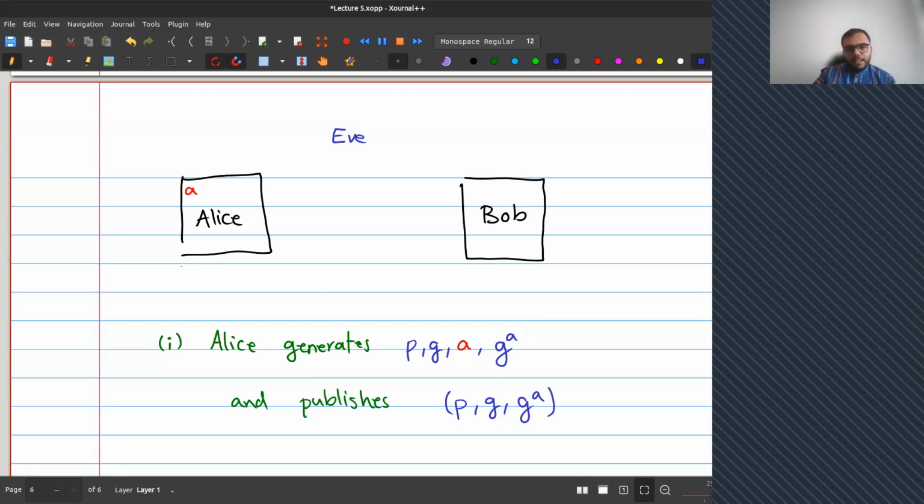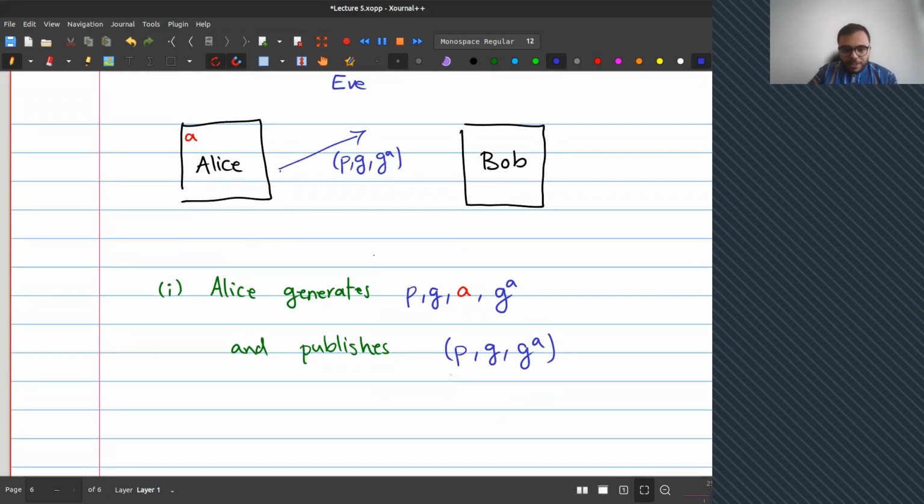Now, again, the idea is that I want to have something that resembles an email. So I don't know, as Alice, who's going to try to communicate with me. So here, what I'm just going to do is broadcast these values to everyone in the world. Let's say I just put them on my website. So Alice just broadcasts, not necessarily to Bob, to the entire world, and tells the entire world, here are P, G, and G to the power of A. And then she goes offline. So at this point, I can say, Alice turns her computer off. She's offline now. Now, while Alice is offline, Bob wants to send a message to Alice.